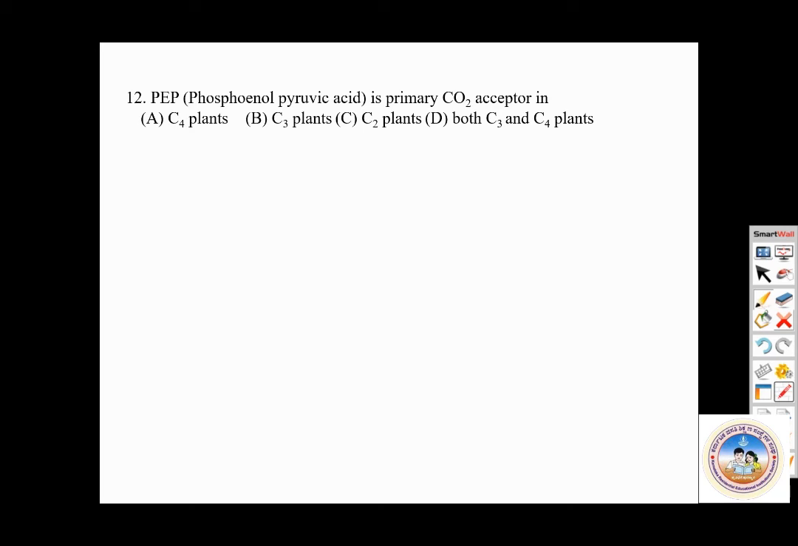Phosphoenol pyruvate will accept your carbon dioxide to form your oxaloacetic acid. Okay, so this is your 4 carbon compound. Correct, children? It is none other than your C4 plants. Am I clear to you? I repeat again, phosphoenol pyruvate will accept the carbon dioxide to form your oxaloacetic acid, the 4 carbon compound. Whereas in the C3, it is your ribulose bisphosphate, which is your carbon dioxide acceptor to form the 3 carbon compound, that is your 3 phosphoglycerate. Am I clear to you? So these are the things.